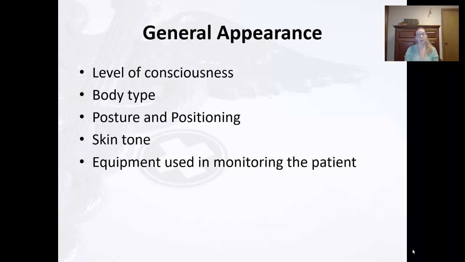We also want to pay attention to cyanosis. Signs of cyanosis could be on the lips, in the conjunctiva of the eyes. It could be on the fingertips. And then if we're in the acute care setting or the skilled nursing facility, we want to look at what equipment is attached to the patient.